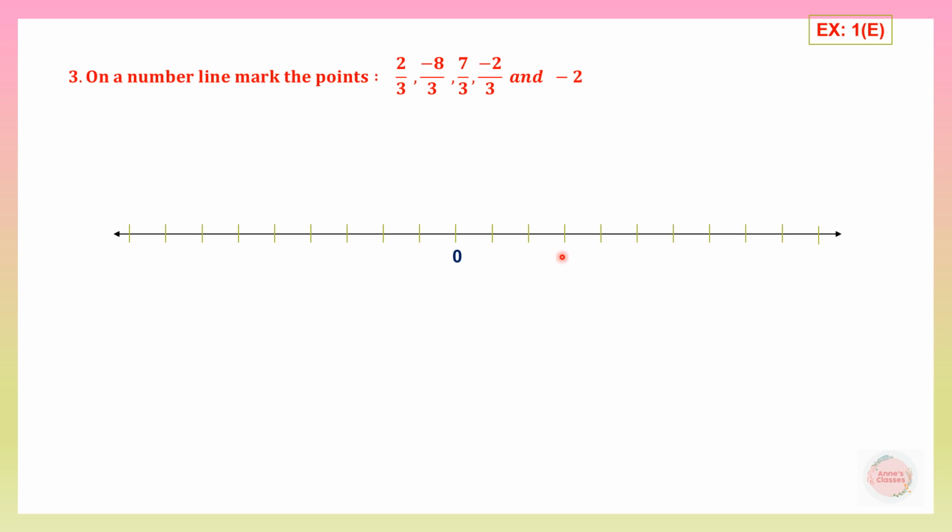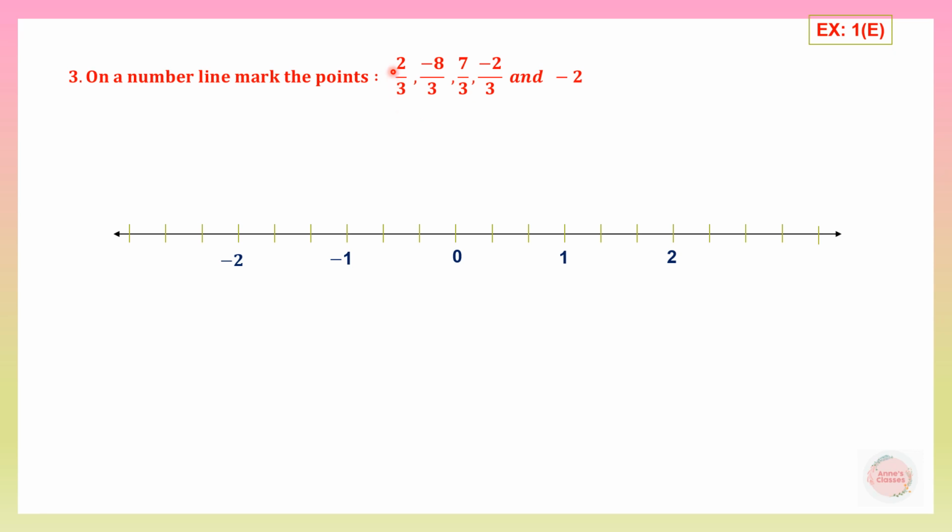So 1, 2, 3, we will have 1. Then again 1, 2, 3 will have 2. So similarly 1, 2, 3 will have 3, and on the negative side minus 1. Here 1, 2, 3 minus 2. So now let's mark this.